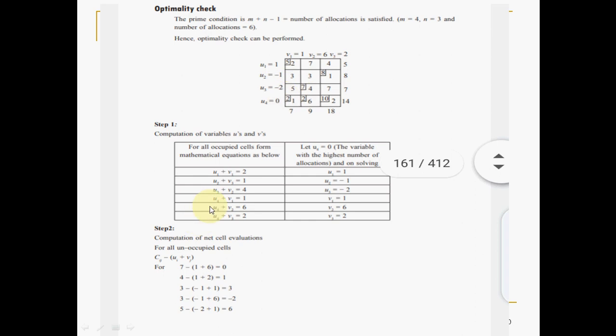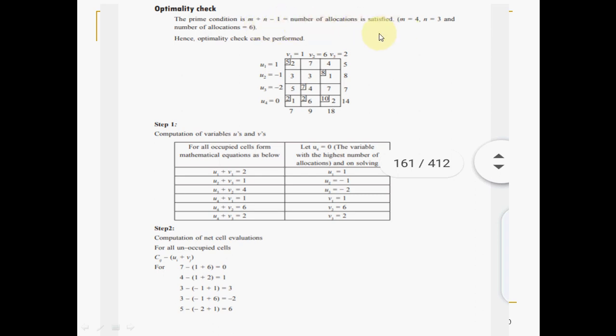See what will happen. For example, if the number of allocations is 4, you will get only 4 equations, whereas the number of variables will be more. Hence you cannot solve. You cannot set 2 variables to 0; a maximum of 1 variable only you can set to 0, just to avoid all these complications at a later stage. So in the beginning itself you have to check whether m plus n minus 1 is equal to the number of allocations or not.